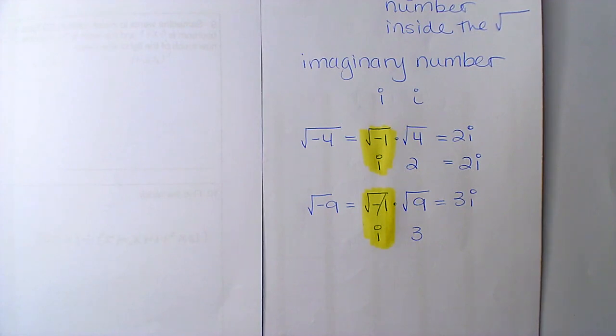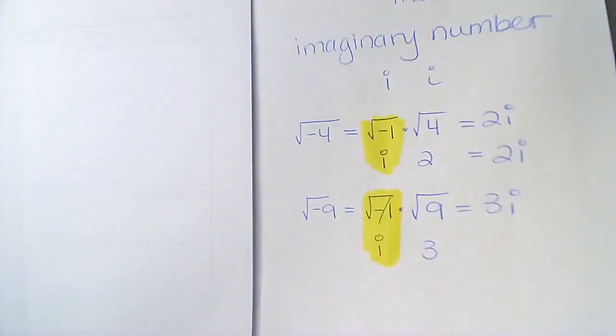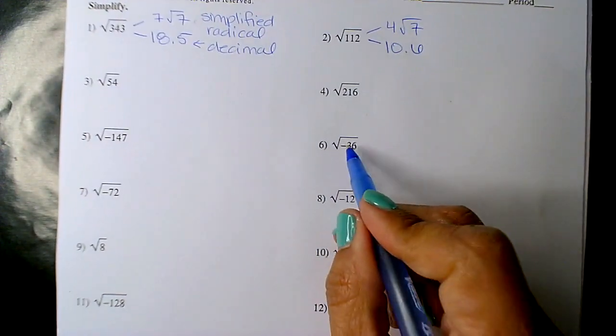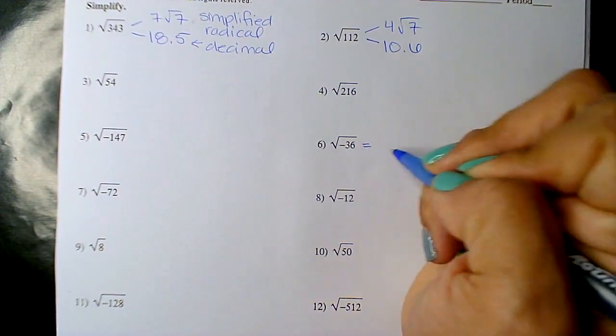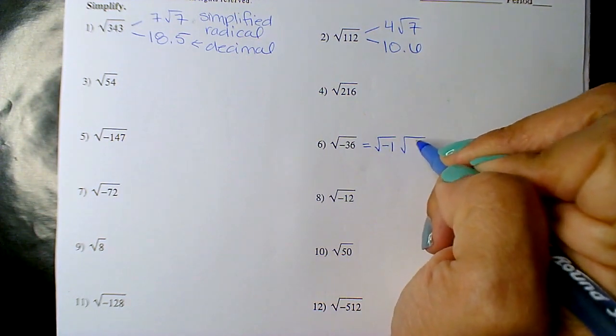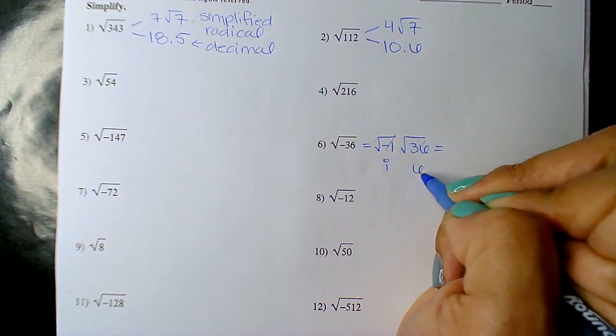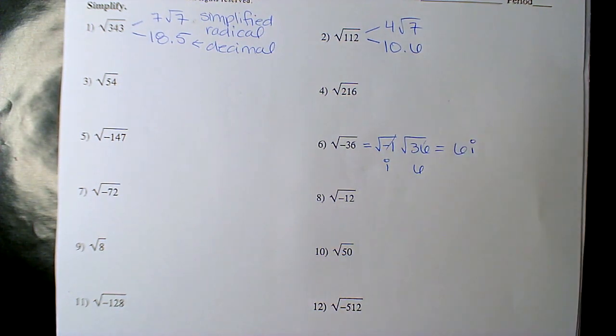So if we go to the worksheet, and we jump to this one, negative 1 times the square root of 36, this gives me the i, this gives me the 6, and so it's 6i. So it's just 6i. That's it.